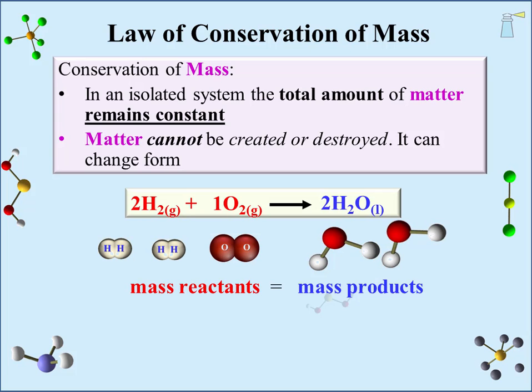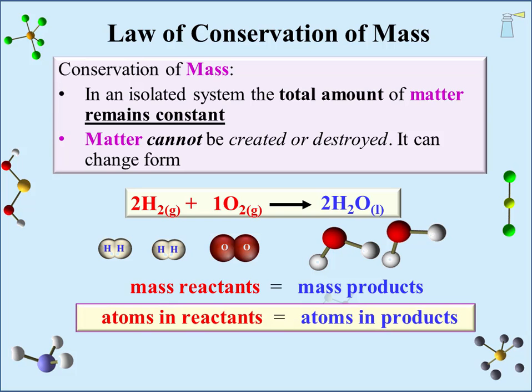Conservation of mass. A more succinct way of putting that is that the atoms in the reactants are the same atoms as in the products. The chemical reaction is really just a rearrangement of how atoms are bonded. That will also include ions.